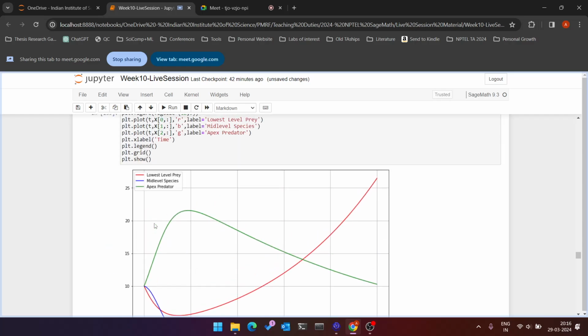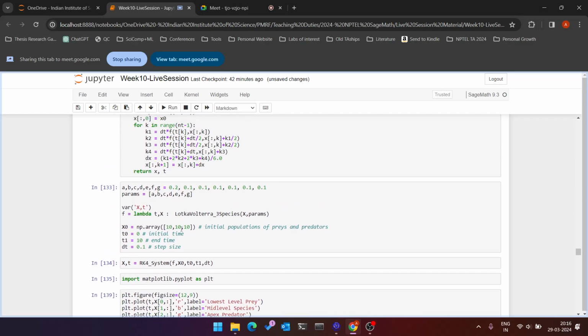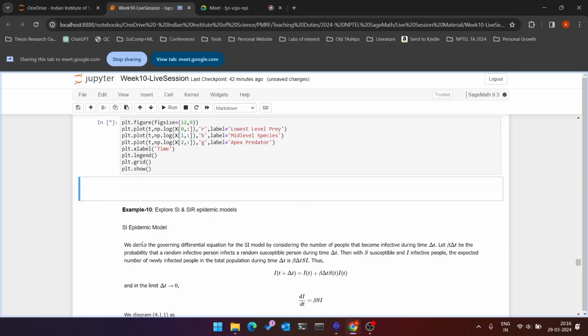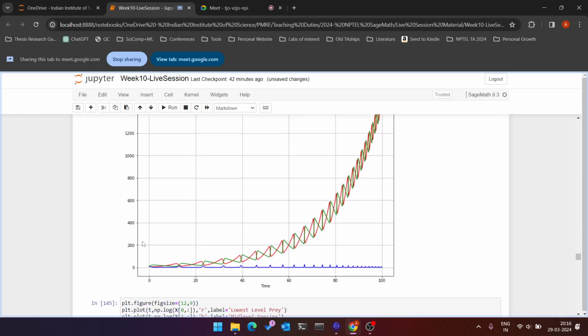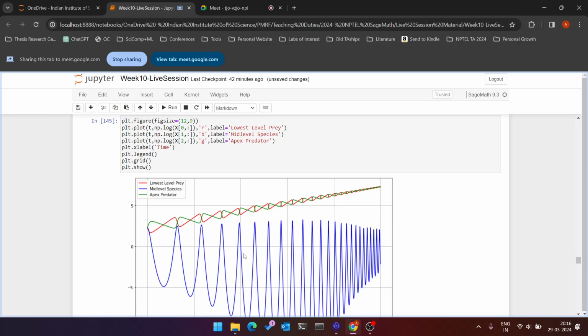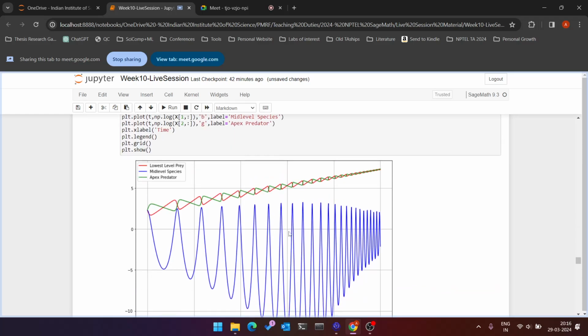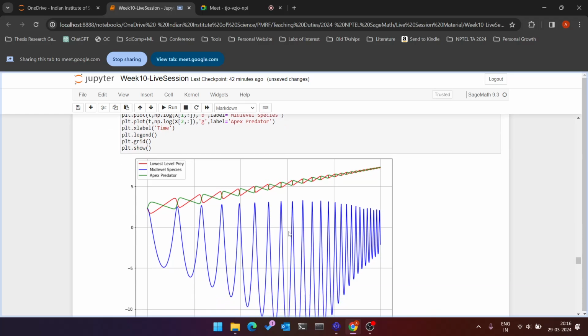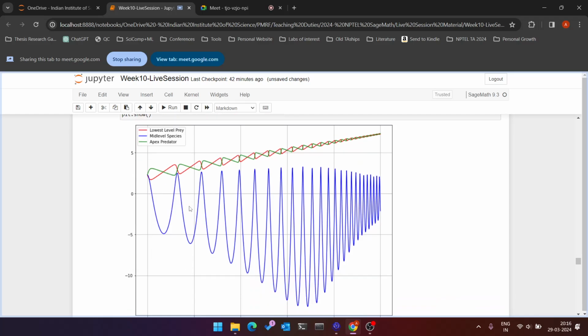Alright, so this is what it looks like for t equal to 100. You can see that this is increasing, and the logarithmic plot also shows that the log value is increasing almost in a straight line. So you can see two interesting observations here.